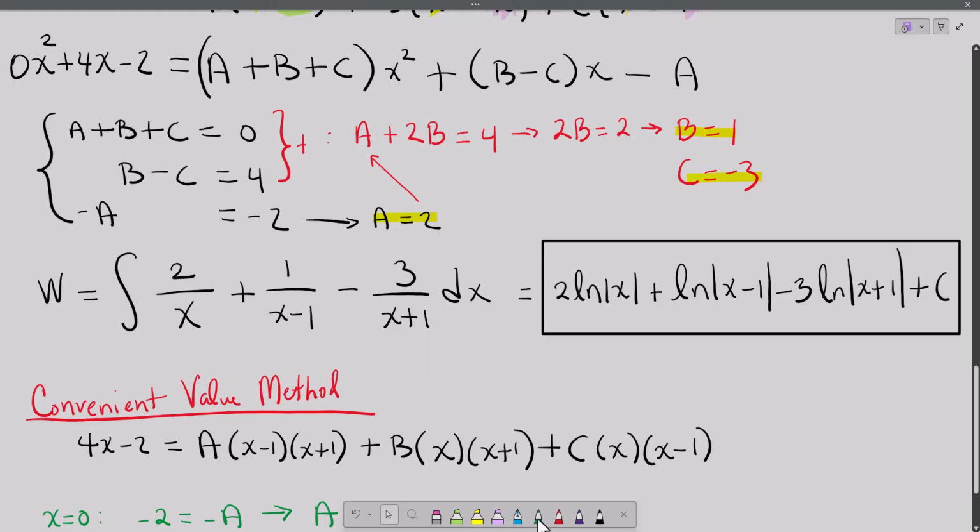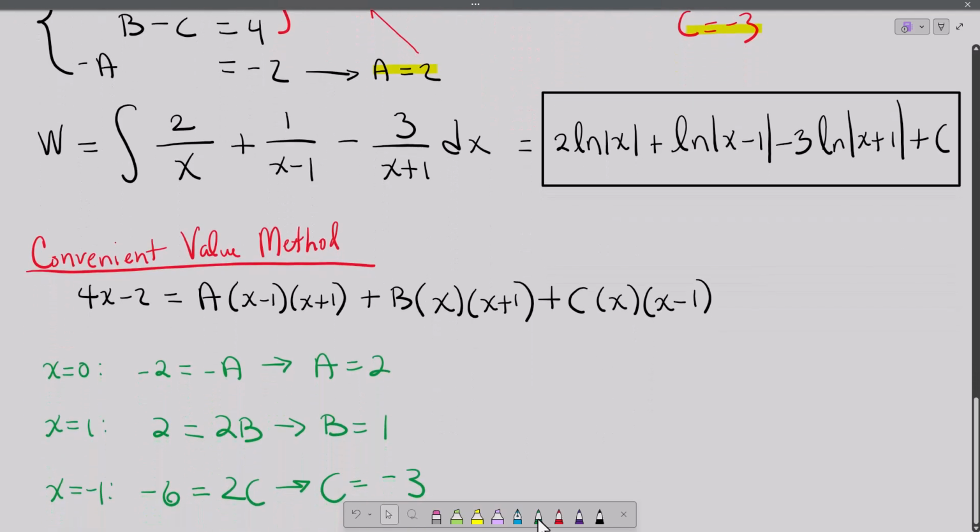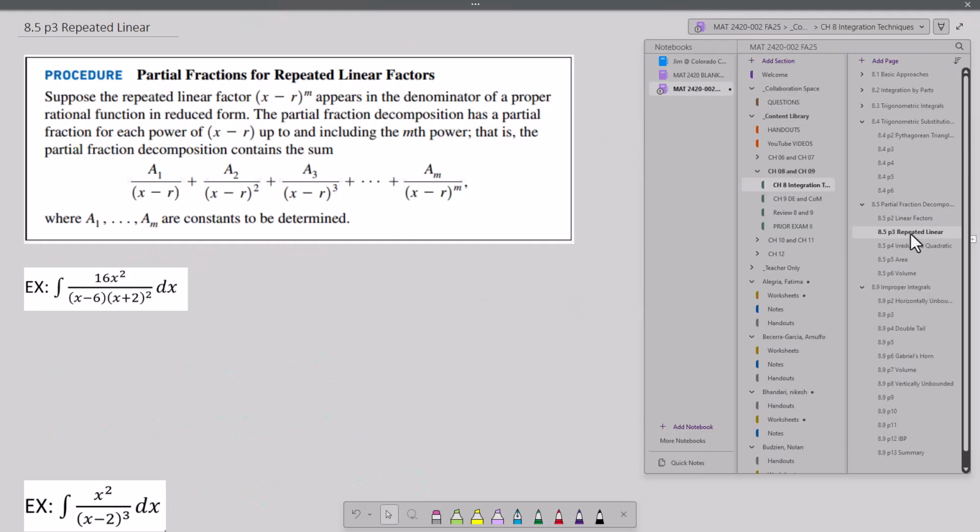2, 1, negative 3. So the convenient value method works beautifully if everything is linear. Okay? So that is the recommended choice when everything is linear. But we need that traditional method because when we have nonlinear factors, there's really no shortcut. So we need to understand that traditional method where we equate the corresponding coefficients. We have to use that.